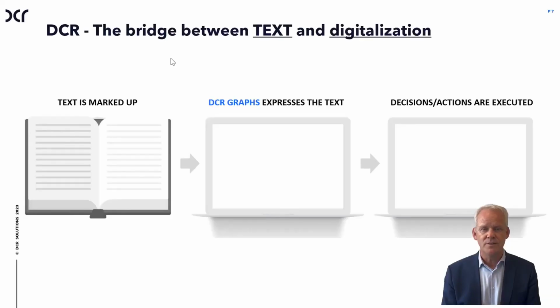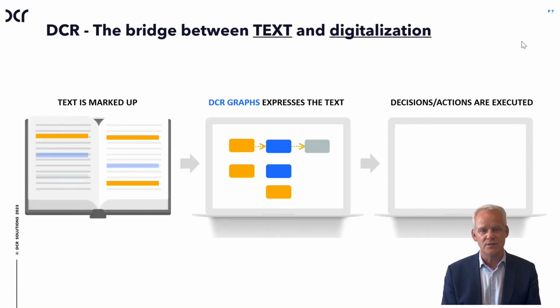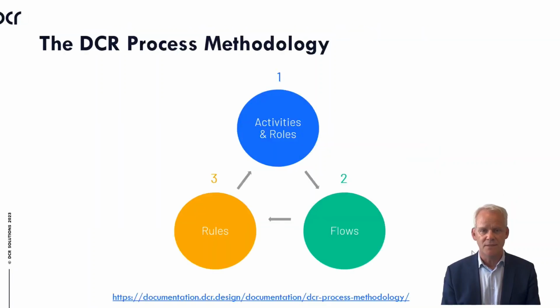The process is simple. Tag text for roles, activities, and rules, generating a knowledge graph. The graph enables the computer to present the SOP as questions and answers, facilitating a more interactive and engaging learning experience for users. The DCR process methodology is simple and basically consists of 3 major steps that can be repeated.